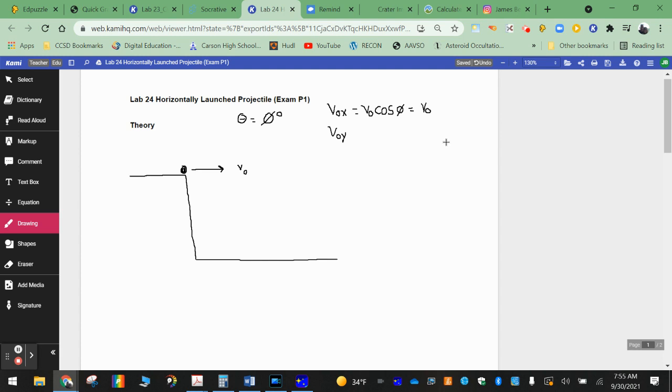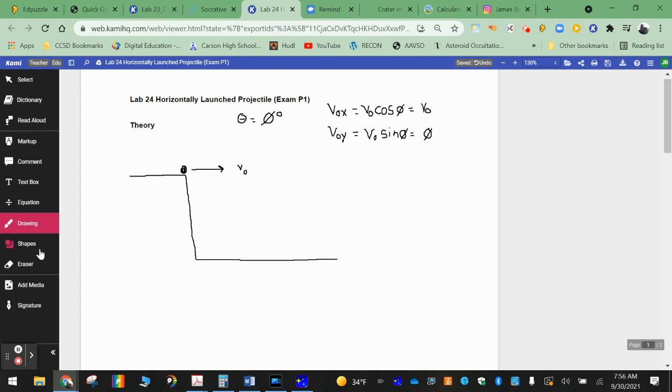Now make sure we are in degrees, not radians. Now let's take a look at VOY. VOY is going to be VO sine theta. I'll post this on Classroom. So sine of zero, what is the sine of zero? Zero. So zero times anything is zero. So here we have VOX is VO, whatever the initial velocity is, and velocity in the y direction initially is going to be 0. That's going to be important.